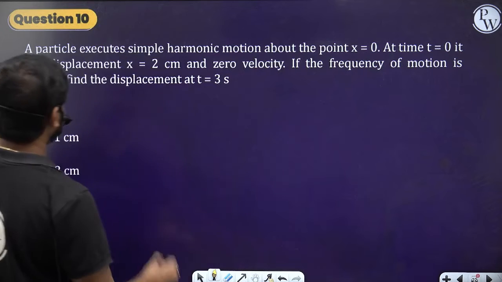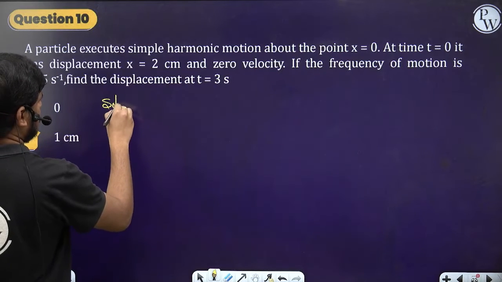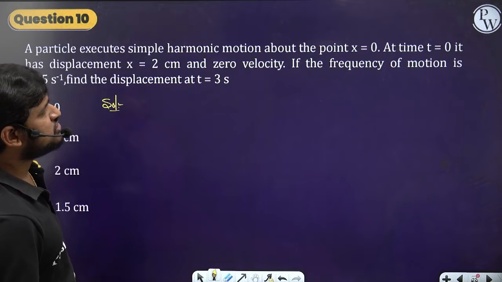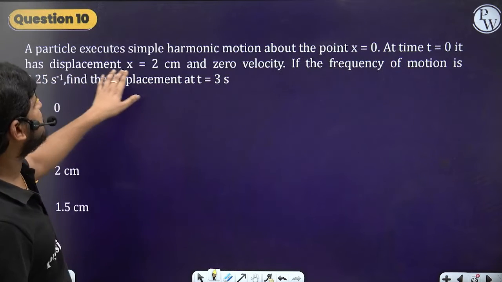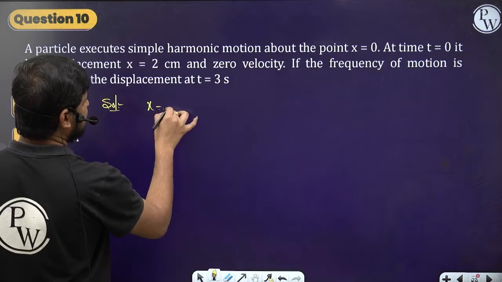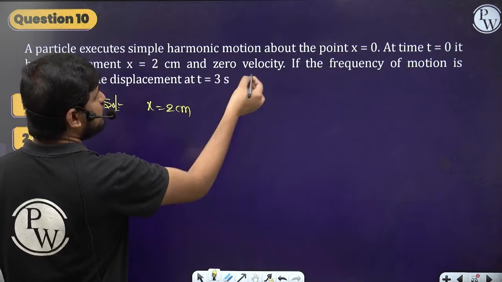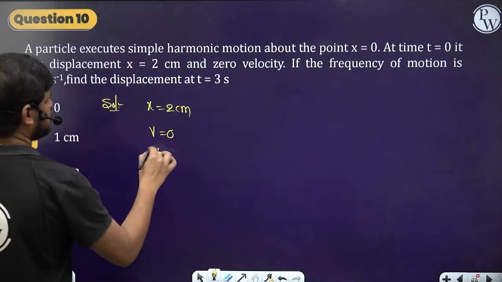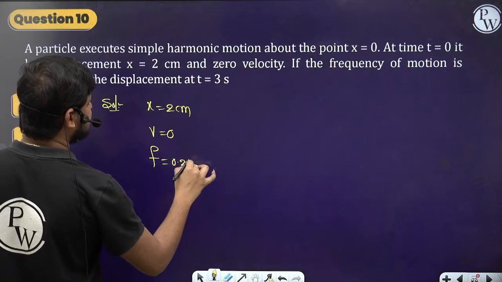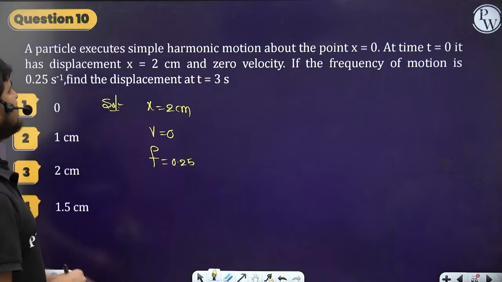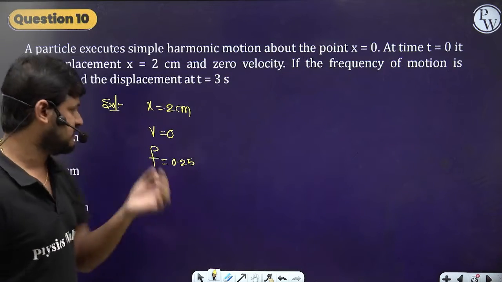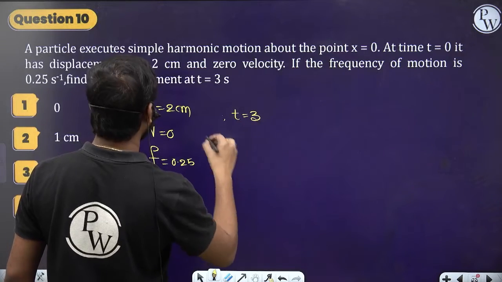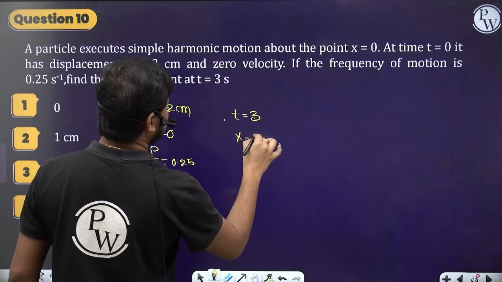So we got one more question, the 10th question. A particle executes simple harmonic motion at x = 0 at time t = 0. It has a displacement x = 2 centimeters as given information and 0 velocity. If the frequency of the motion is given as 0.25 Hz, or second inverse, find the displacement at t = 3 seconds. So what is its displacement? x is equal to how much?